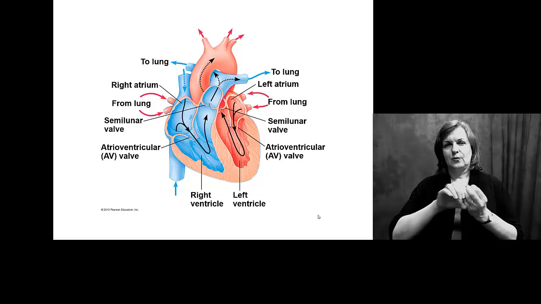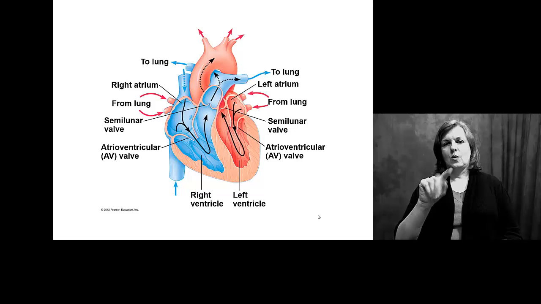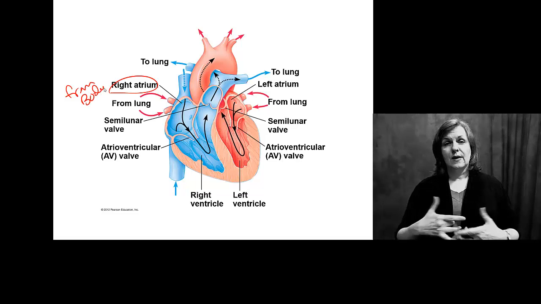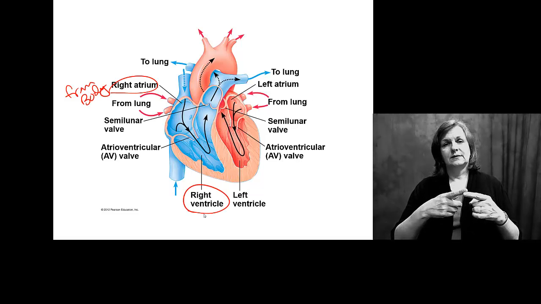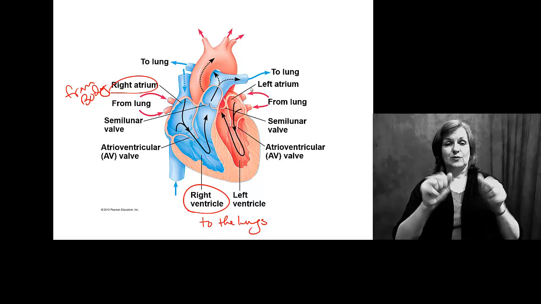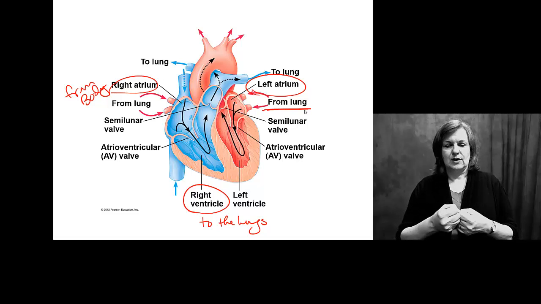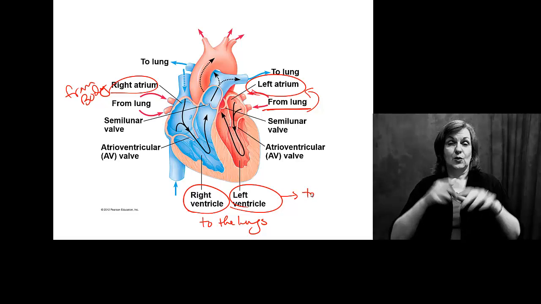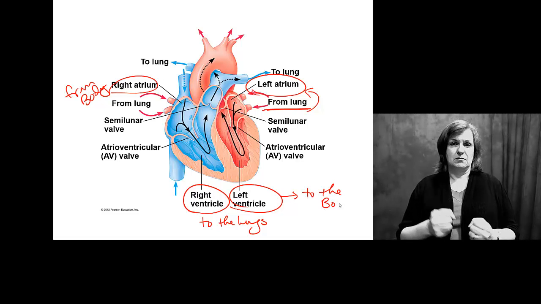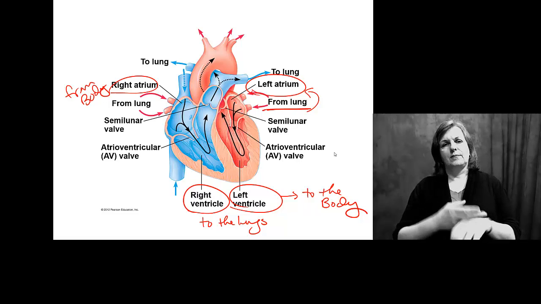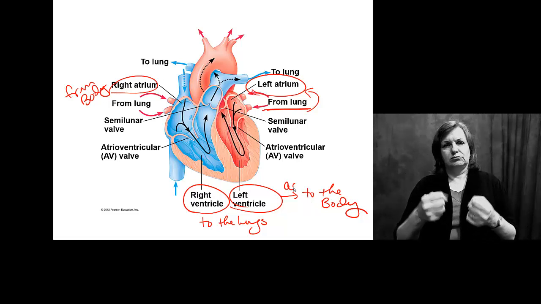This is just a different diagram of the heart showing you the same pathways coming in to the right atrium from the body, using the right ventricle to go to the lungs, the left atrium coming in from the lungs, and then the left ventricle going to the body. And in particular, remember, via the aorta.